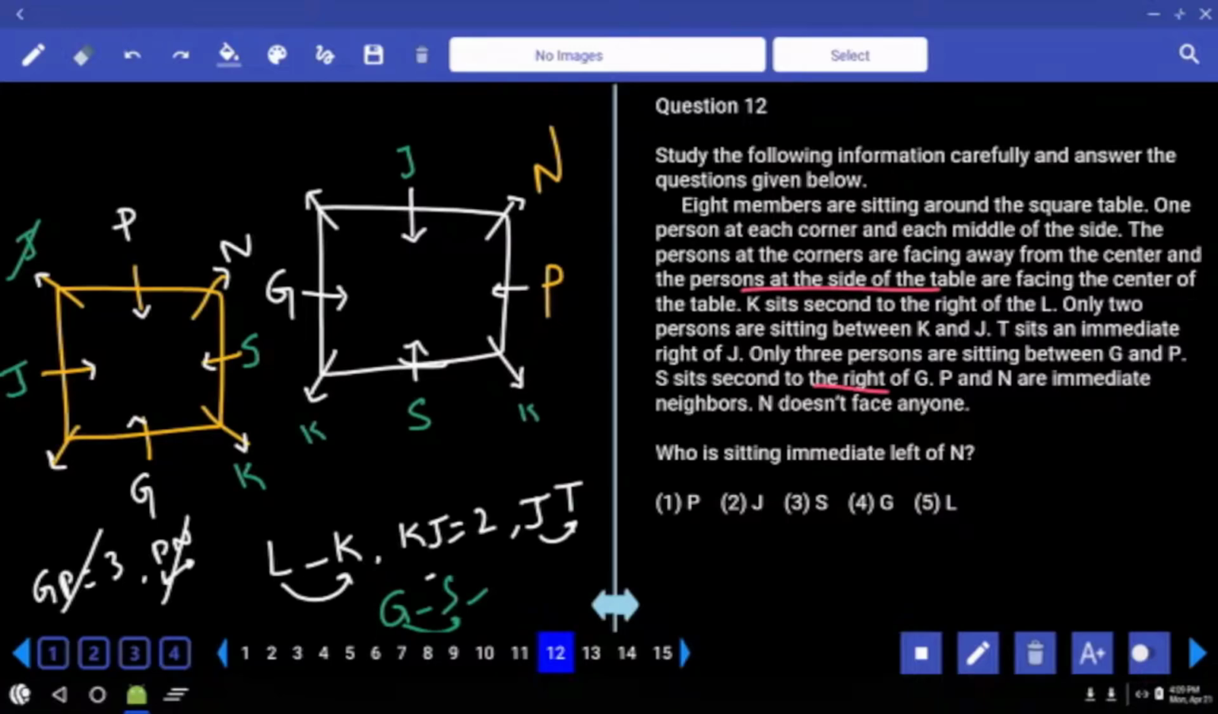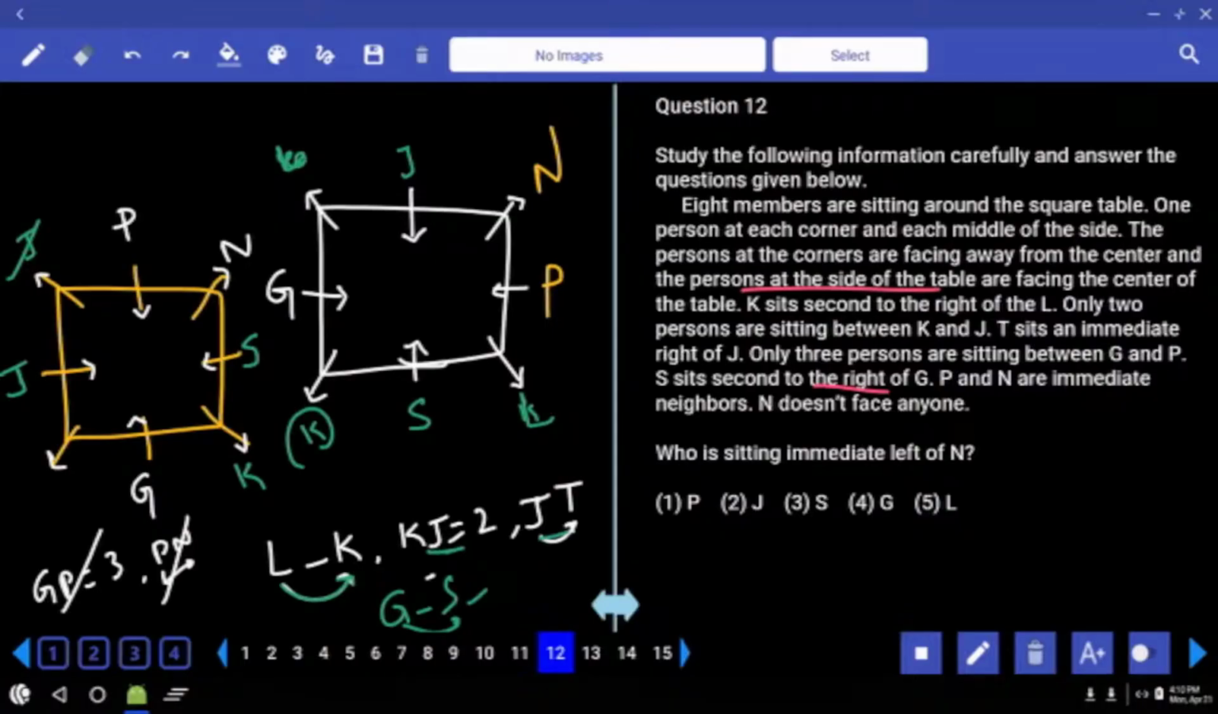Now if K is here, then K is seated second to the right of L. Then L must be here. Can you have L at this place? If you have L here, then K is seated second to the left of L, which is not possible. Then L must be here. K is seated second to the right of L. And K and J too.